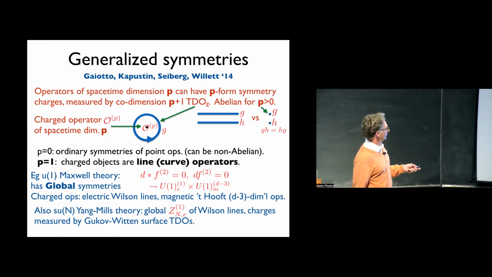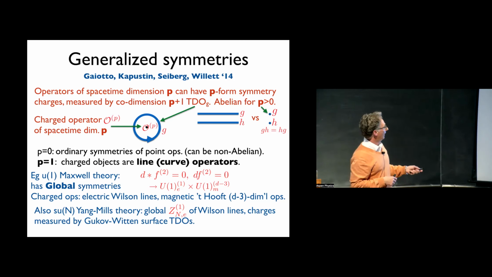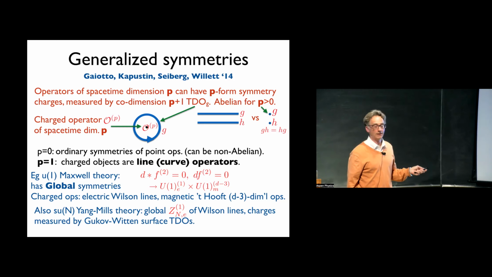labeled by the group element. Here, this is the same kind of picture that I drew before. This is some charged operator of spacetime dimension p. I drew it as a point, but you can imagine that into the board there are p dimensions. Then we can surround it by the topological defect operator, which has codimension p plus one. This allows us to surround it with some radial direction. And then in the same way, it could just give a phase or some other unitary transformation depending on the representation.